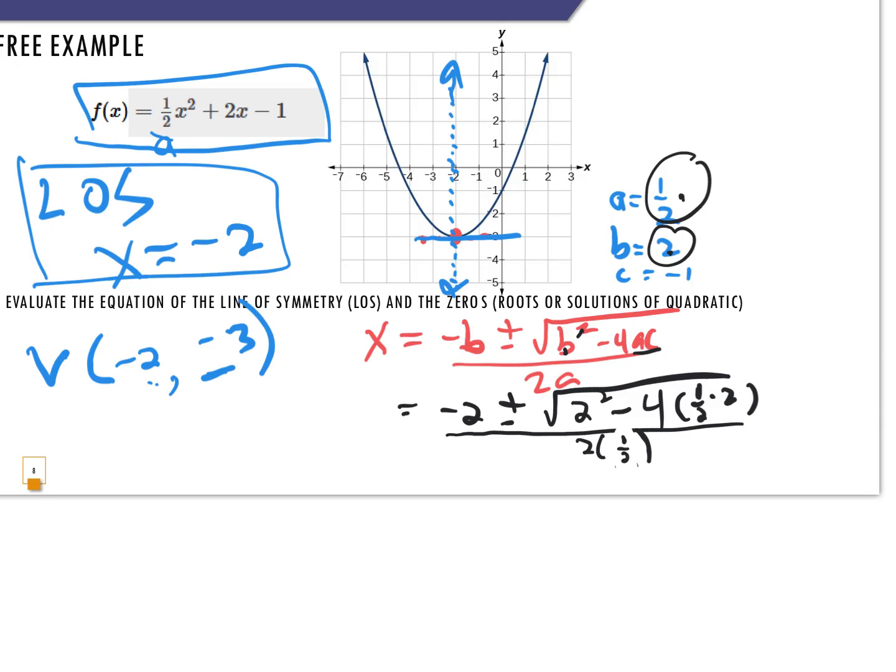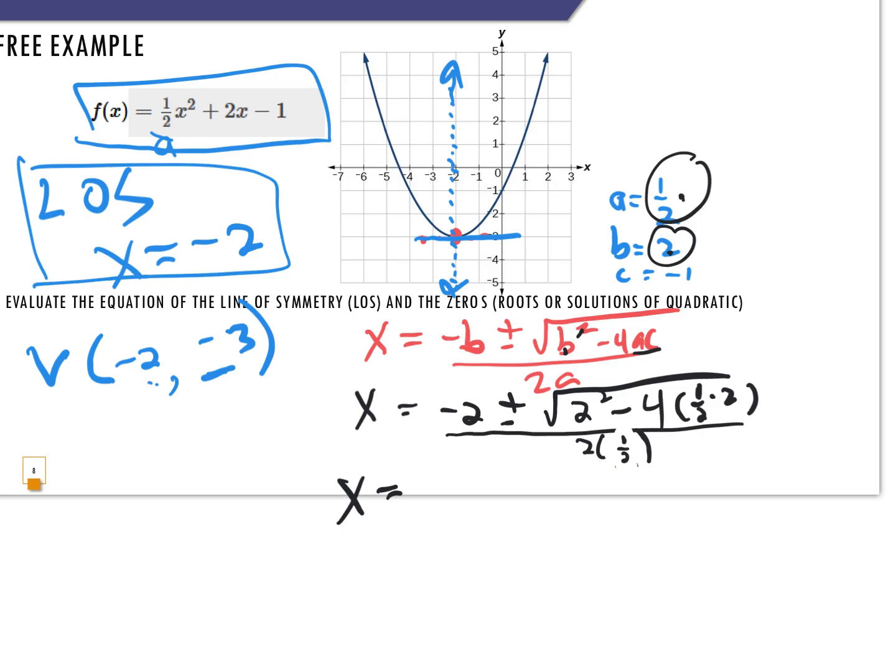1/2. So let's do the math left to right. So don't forget, this still is x equals. Look at how my steps are. You can clearly see step 1 was the formula. Step 2, I plugged everything in. Next, I'm going to do some simplifying.